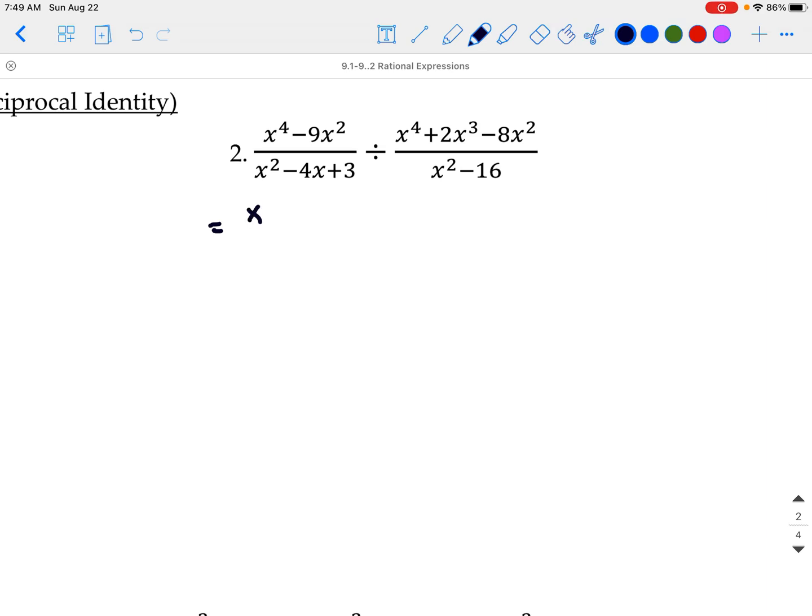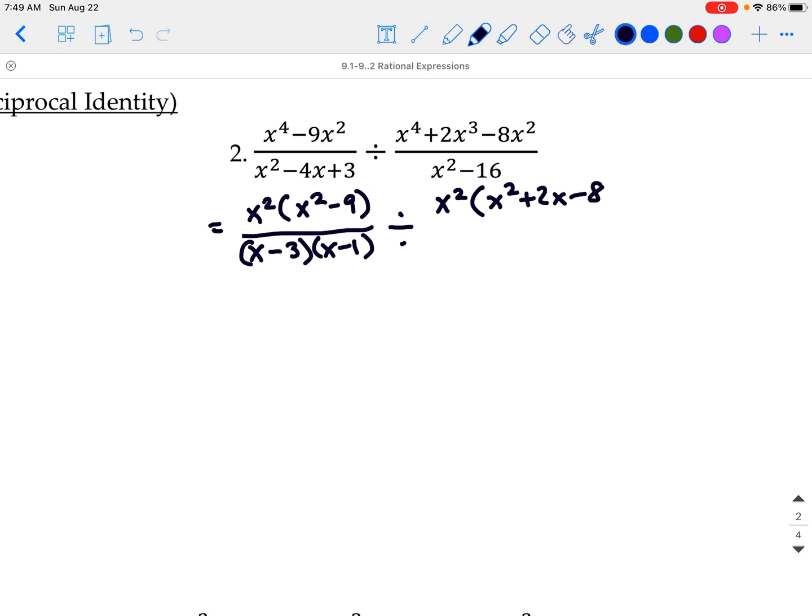So what we'll note is we've got an x squared that we can factor out of that first x to the 4th minus 9x squared, which is going to leave us with x squared minus 9. And that's all over x minus 3 times x minus 1, it looks like. And we're going to be dividing that by, well, again, we can factor out an x squared. And then we'll have x squared plus 2x minus 8 all over x minus 4 times x plus 4. So we're going to be doing a little bit more factorizations here, obviously. So let's write it out fully here.